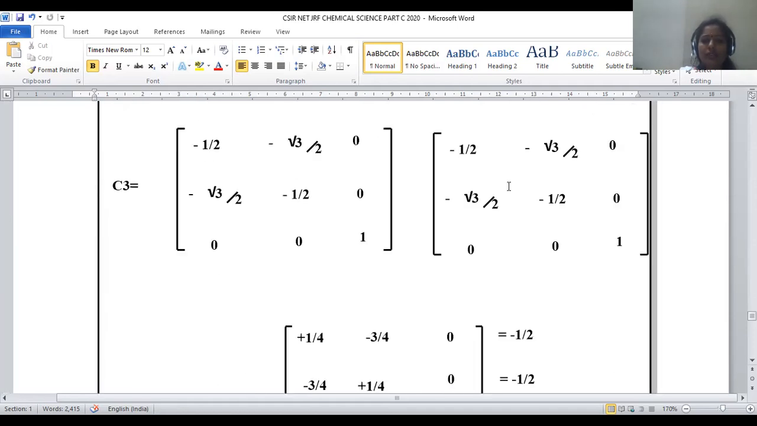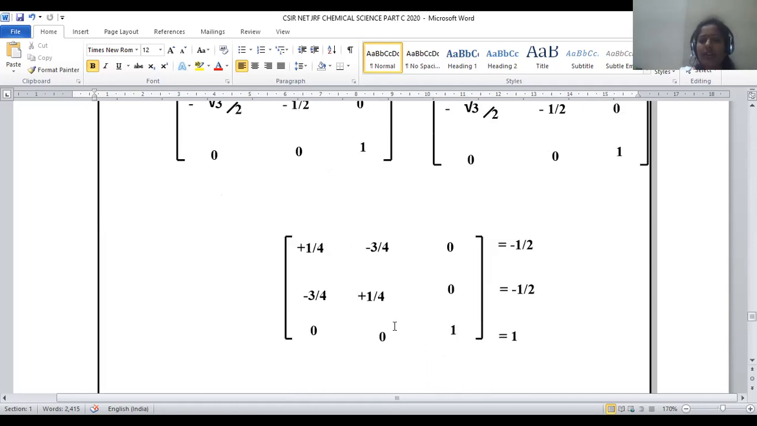Right? So this is the C3 square. We have to take C3 square, that's why we are going like this. Then 0 can be multiplied with 0 here. In the second row, second column, we take minus root 3 by 2 times minus root 3 by 2. So minus into minus becomes plus, and root 3 squared becomes 3 by 4. Minus 1 by 2, minus 1 by 2, plus 1 by 4.